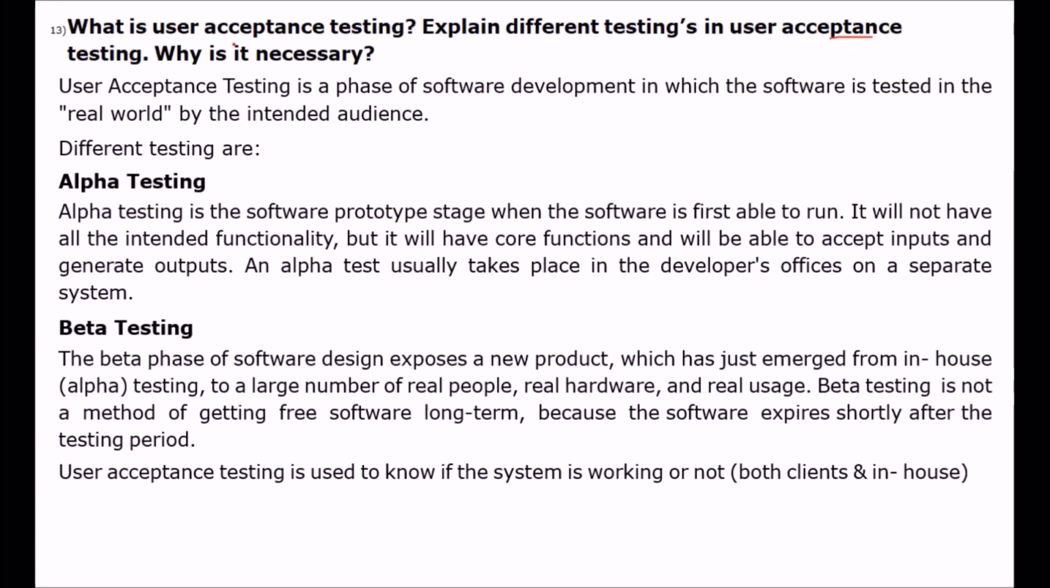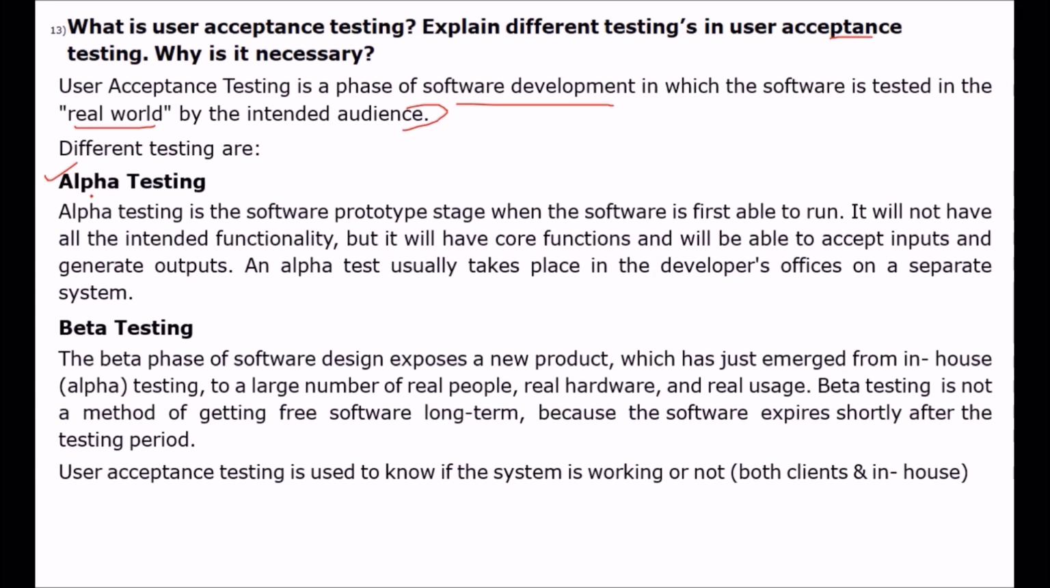That I'm sure. User acceptance testing is a phase of software development in which the software is tested in the real world by the intended audience. We have different testing in this acceptance testing. We have alpha testing and beta testing, right?